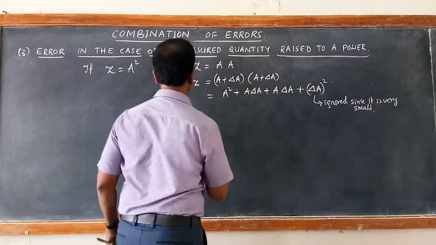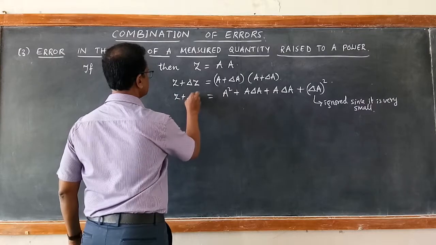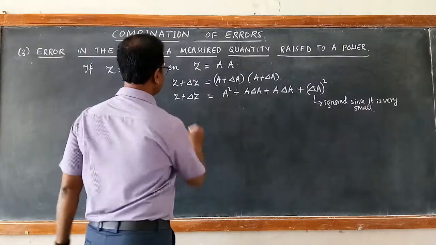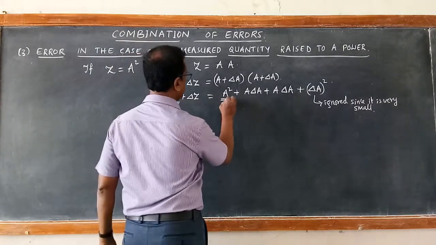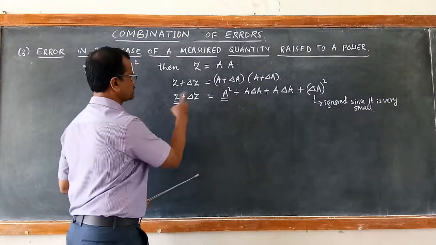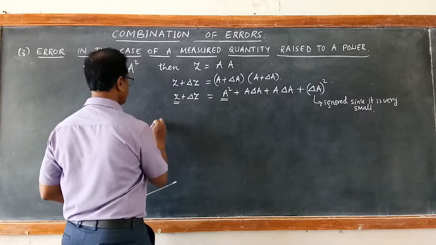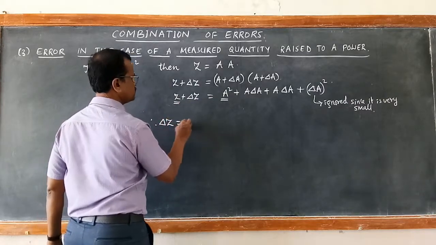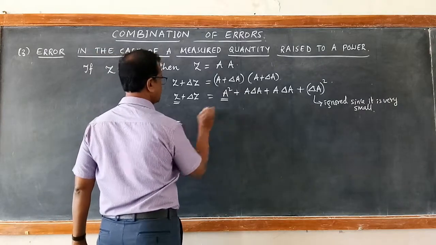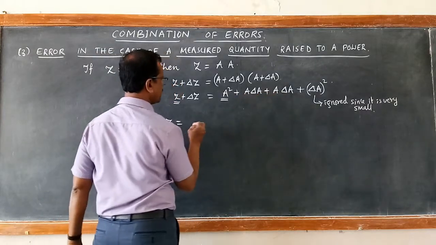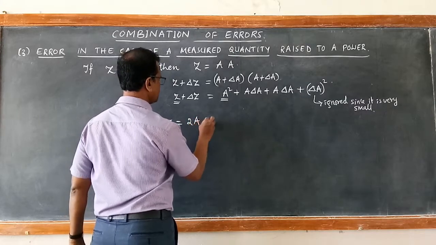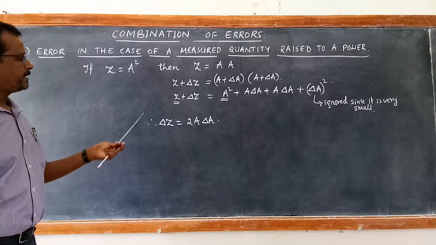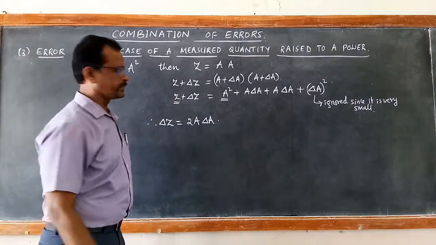So if you are ignoring it, then we are getting z plus delta z is equal to a square plus a plus this. So you know z is equal to a square. Already we know that z is equal to a square. We can cancel z with a square. Then you are left with delta z is equal to 2 times a delta a. Dividing both sides by z equal to a square.